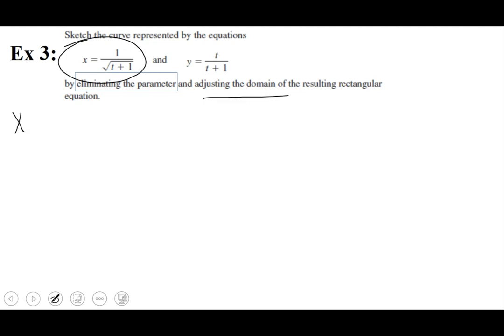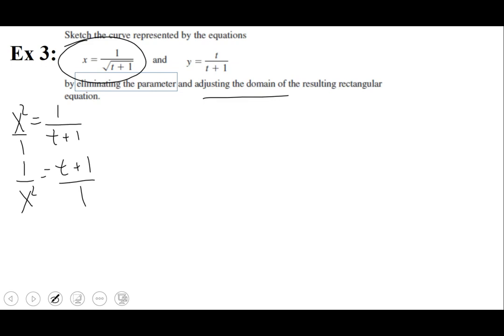If I square both sides, I get x squared. If I square the numerator, I just get 1. And then on the bottom, if I square a square root, I'm going to get t plus 1. Then if you remember back to your algebra rules, if you have a fraction equals a fraction, you can basically flip each fraction because the reciprocal has to be true as well. You don't have to do it this way, but to me, that's just the easiest next step.